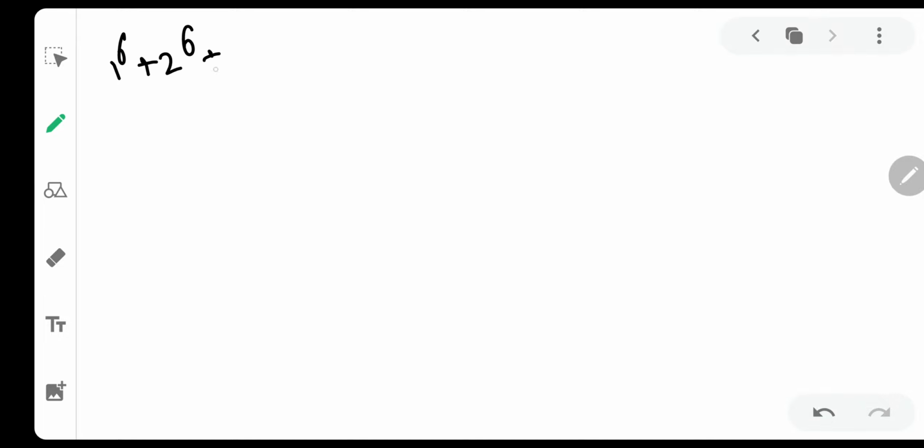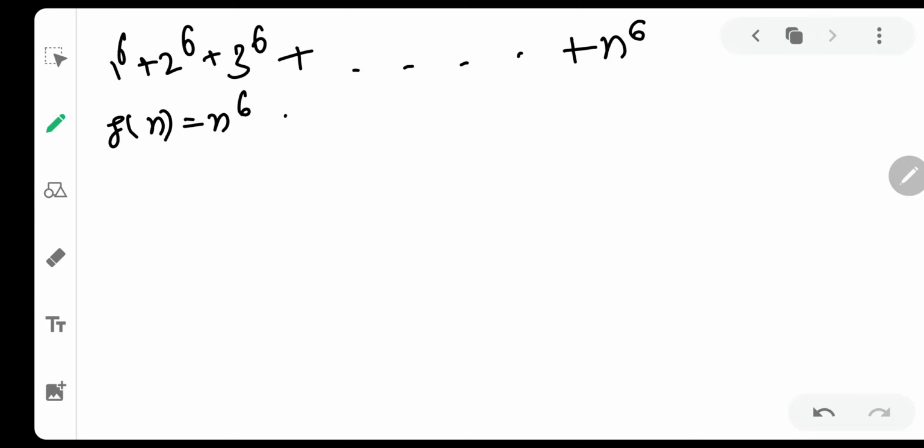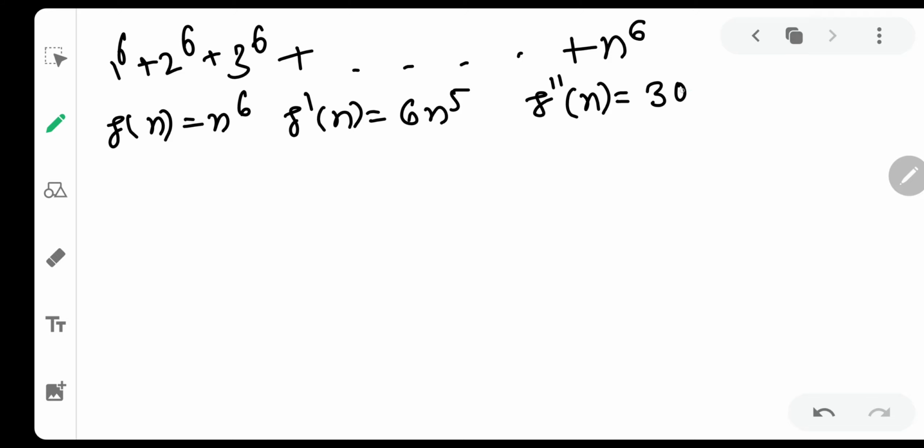1 raised to 6 plus 2 raised to 6 plus 3 raised to 6 and so on up to n raised to 6. Right. Now let us understand what is fn. Fn is simply n raised to 6. So f dash n will be equal to 6 n raised to 5. F double dash n would be equal to 30 n raised to 4, and f triple dash, okay, there is no space, we will write that ahead over here. Let us say f triple dash n would be equal to 120 n cube.